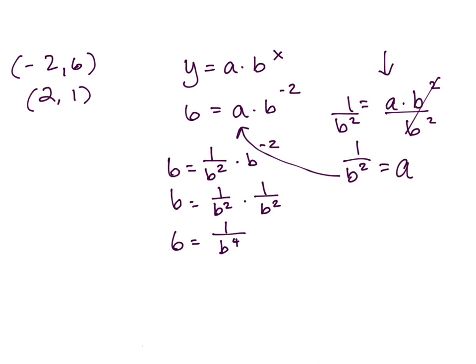How do I cancel that b to the 4th? Raise it to the 4th power or to the 4th root. We're going to have to raise it to the negative 4th root because what we're looking for is in the denominator. So if we raise this to the negative 1/4, we can cancel the b to the 4th in the denominator. Do the same to both sides. 6 to the negative 1/4 power. On your calculator, 6 to the negative 1/4 power.